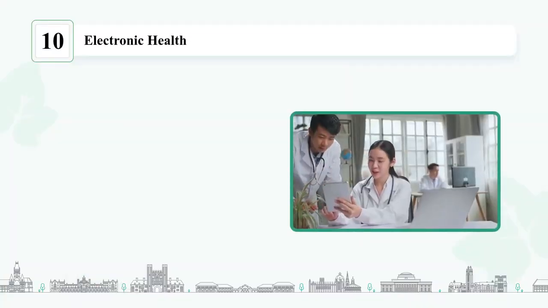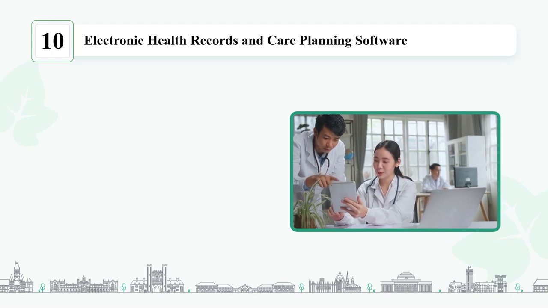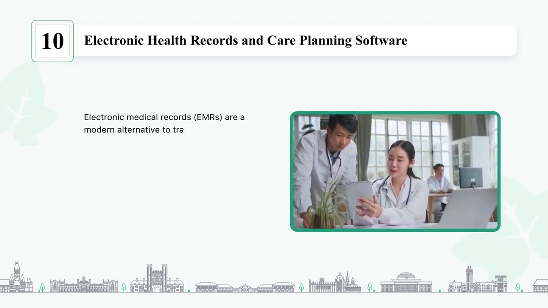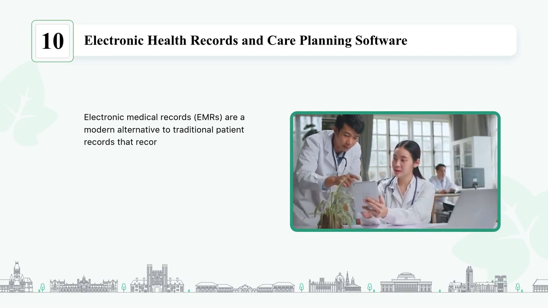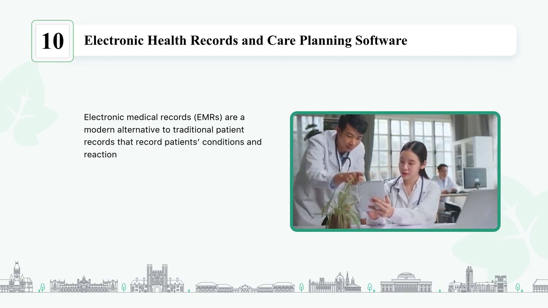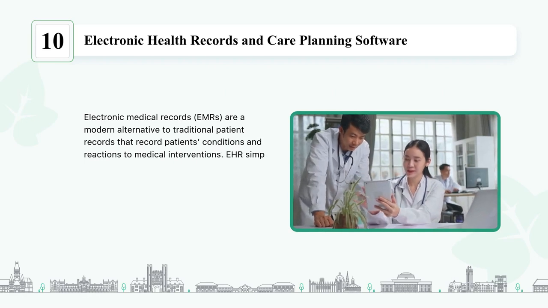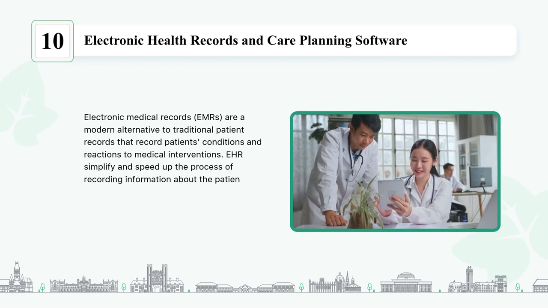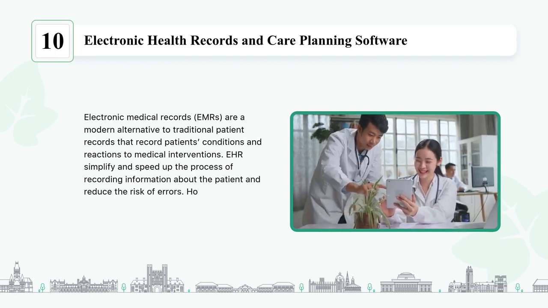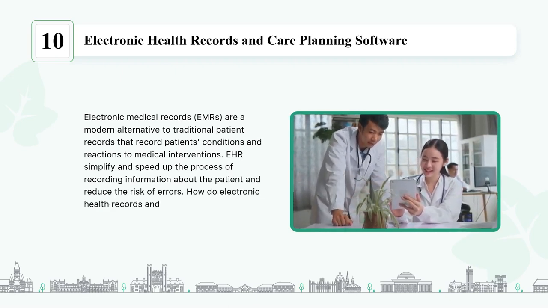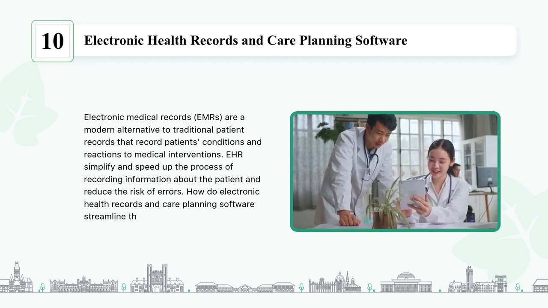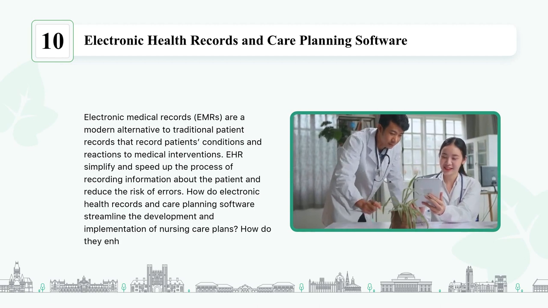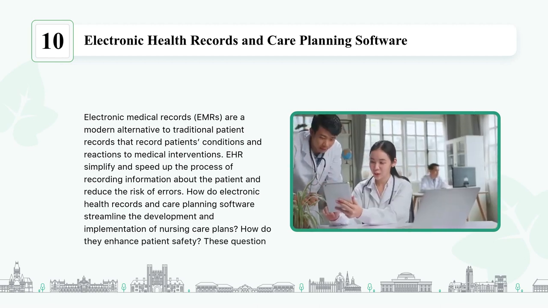Electronic health records and care planning software. Electronic medical records, EMRs, are a modern alternative to traditional patient records that record patients' conditions and reactions to medical interventions. EHRs simplify and speed up the process of recording information about the patient and reduce the risk of errors. How do electronic health records and care planning software streamline the development and implementation of nursing care plans? How do they enhance patient safety? These questions are worth discussing.